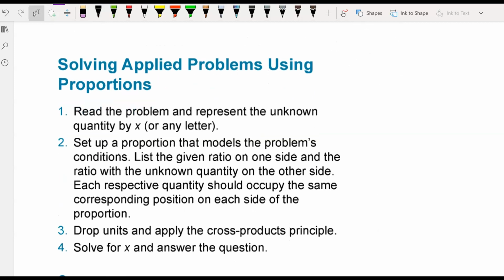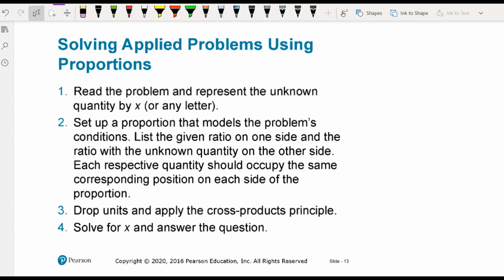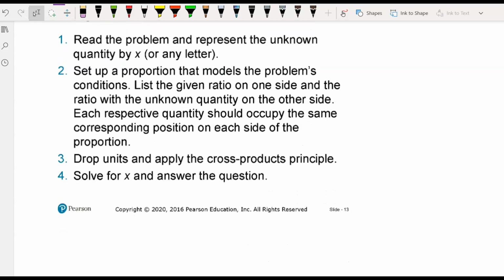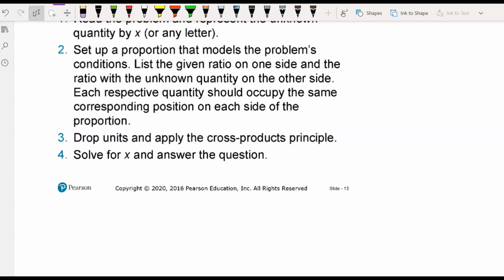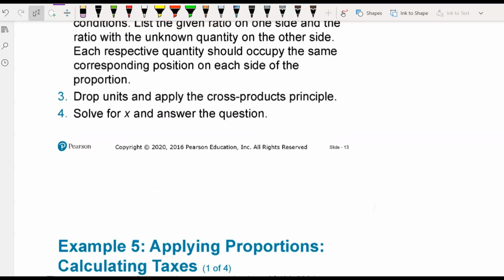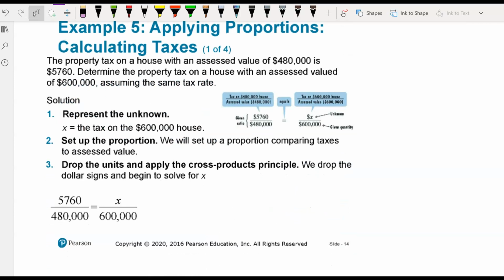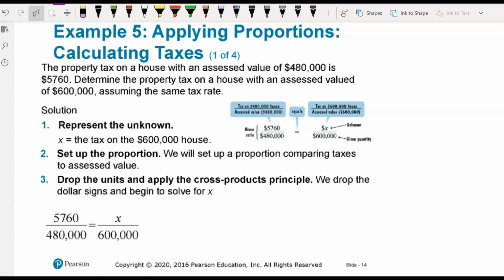All right, solving applied problems. So we have our steps. So you read the problem, set up the proportion, drop the units, and cross multiply, and then solve for x. So it says the property tax on a house with an assessed value of $48,000 is $5,760. Determine the property tax on a house with an assessed value of $600,000, assuming the same tax rate.